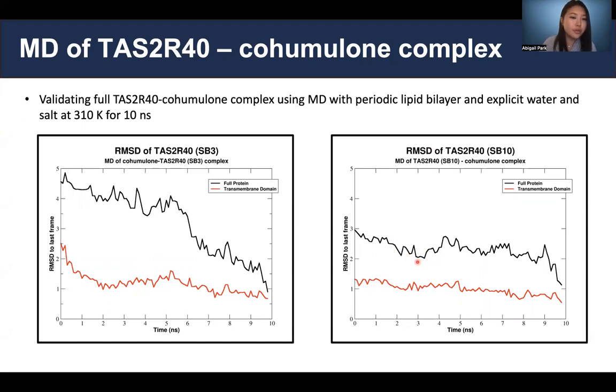But in both cases, the full protein RMSD value was a lot higher. And this is likely because the full protein also includes the extracellular and intracellular loops that connect all the helices. And these are a lot more flexible and tend to move around a lot more.